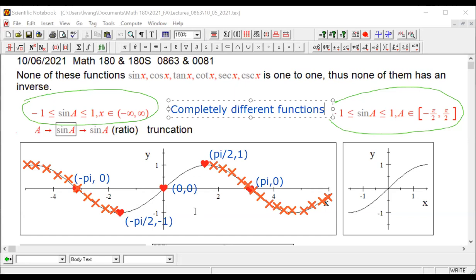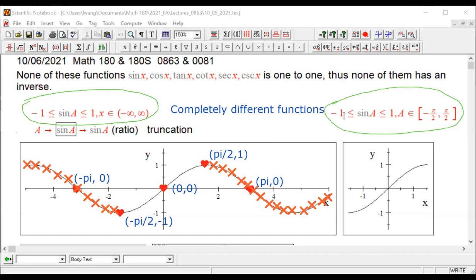Now, on the graph, it's pretty easy to truncate, right? It's pretty easy to truncate. But as a result, we get this. Now, the question is that you say, well, in the future, when you mention sine, or the restricted sine, sometimes we call this a restricted sine or constrained sine, which one do you refer to? Which one do you refer to?